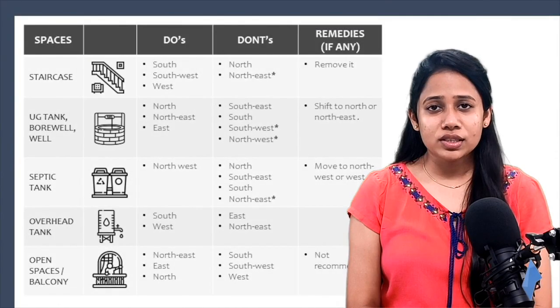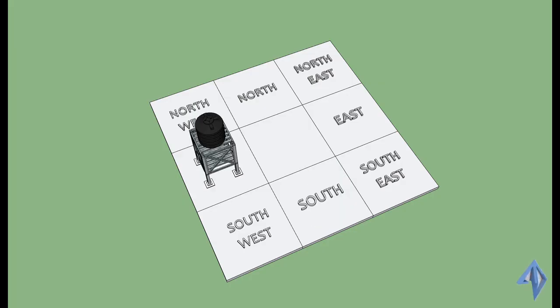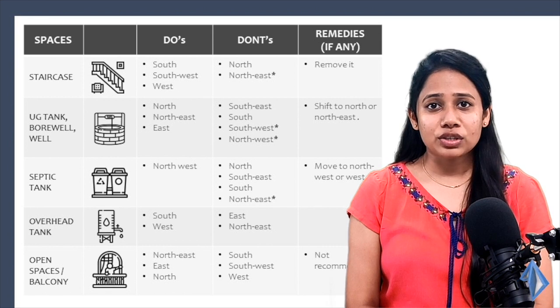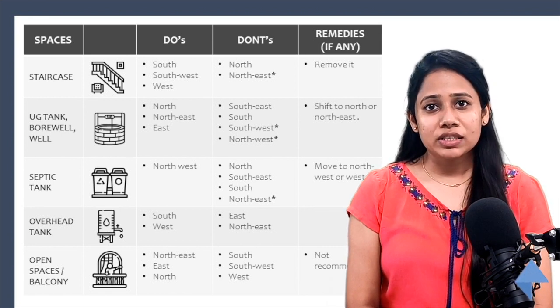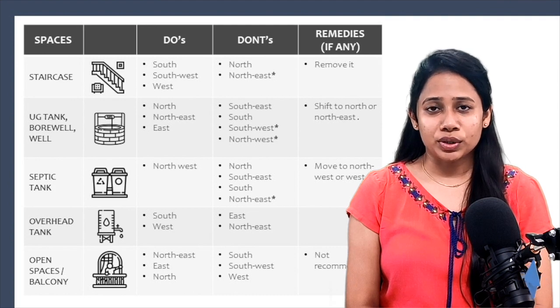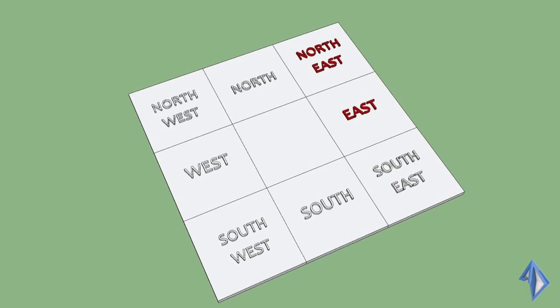The next object is overhead tanks. You should place your overhead tanks in south direction and west direction. These are directions which represent heaviness and strength. Hence, we place our overhead tanks in these particular zones. We should never place an overhead tank in east and northeast.